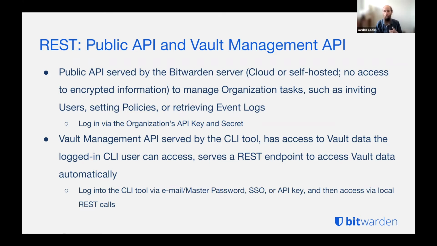So if you log in to the CLI as your user, you can make calls to that Vault Management API endpoint and access any data via REST interface that you could access using any of the other Bitwarden clients. This is where you might provision some service accounts or non-human users into your organization in order to restrict what encrypted data is available to these sorts of automation endpoints. So in order to start using the Vault Management API, you log into the CLI, again, by email address and master password, SSO, or personal API key, and then make local calls to that endpoint that it serves.